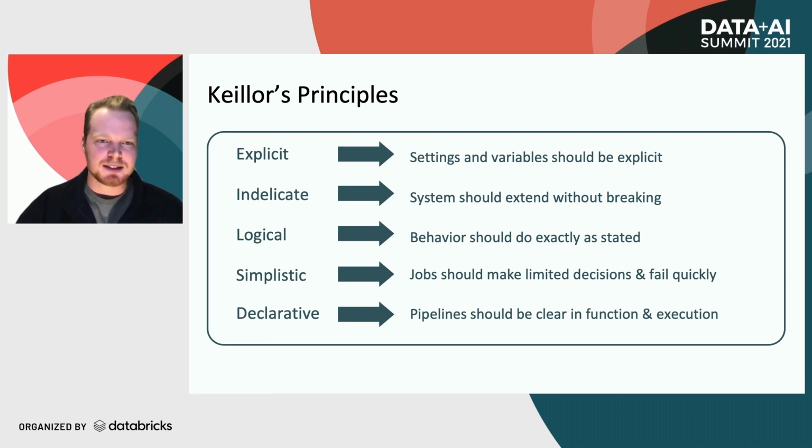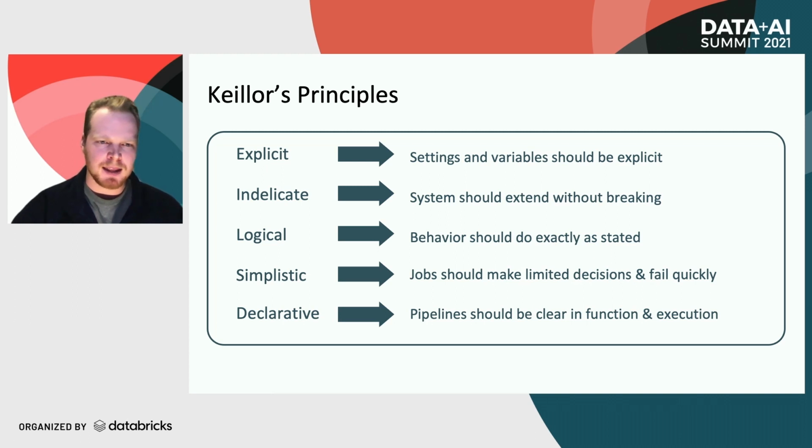The next one's simplistic. So jobs should make limited decisions and fail quickly. So your job shouldn't, for instance, get a bad string column, where it's supposed to be an integer and it gets a string, just try to automatically change that column. It should either put the record somewhere and let you know, or just fail altogether and let you know. Because then you're really saving yourself from downstream errors, and you're getting to the root of the problem a lot earlier.